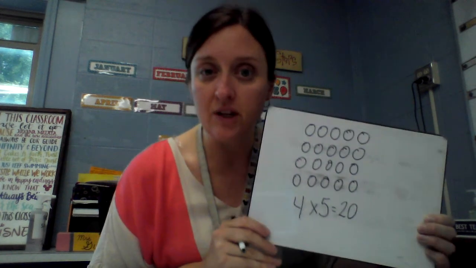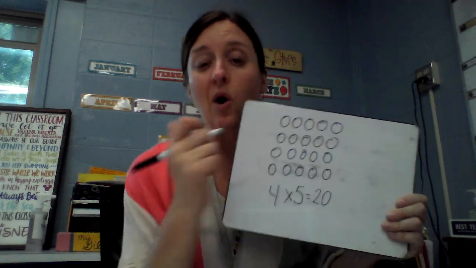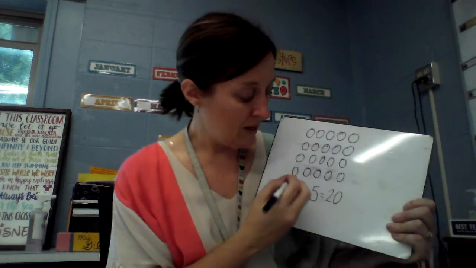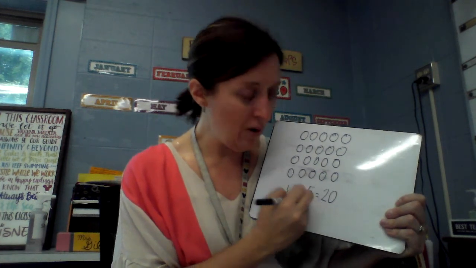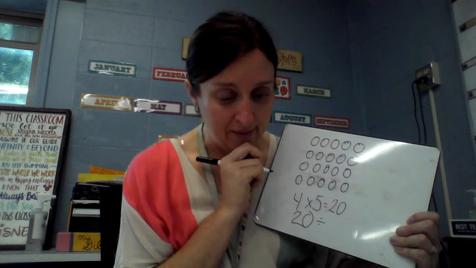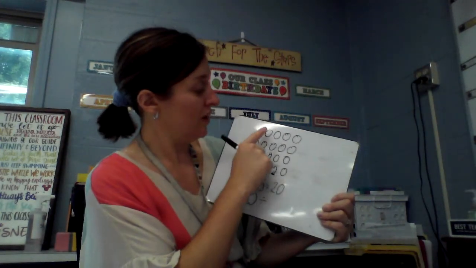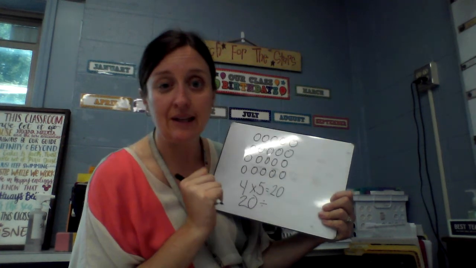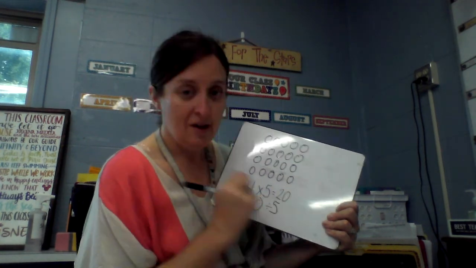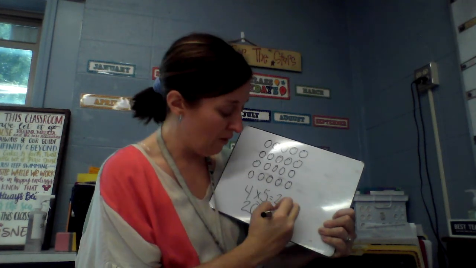But if we're doing division, it's slightly different. If we're doing division, we always start with our total first. So we would say that there are 20 total circles. And then we would divide it, and we would say that there are 5, 1, 2, 3, 4, 5 in each group. And then we would say that it equals the 1, 2, 3, 4 groups.